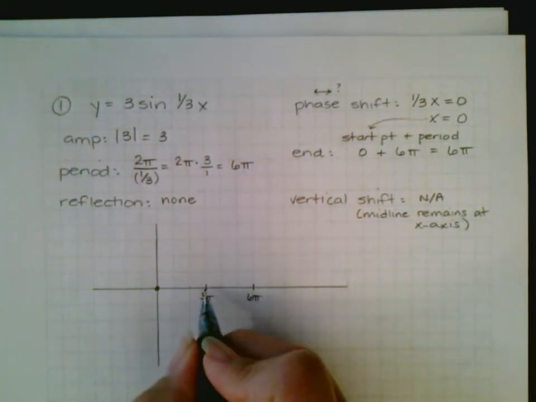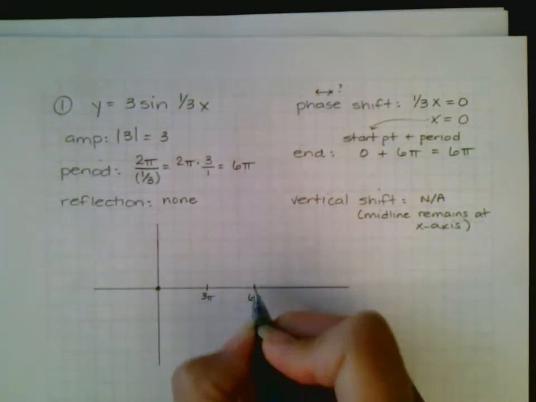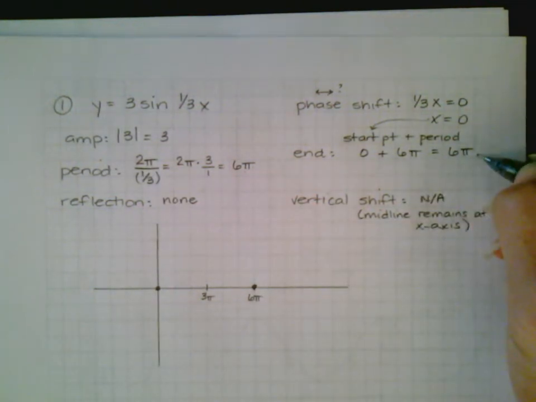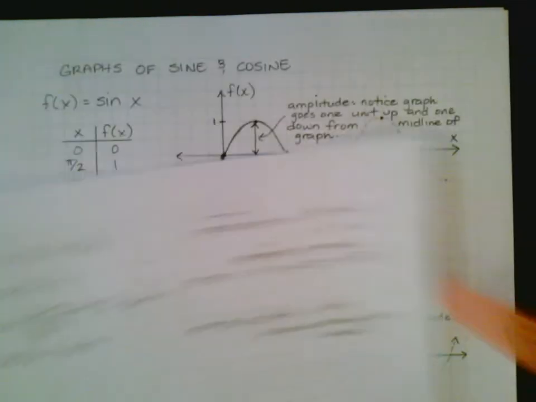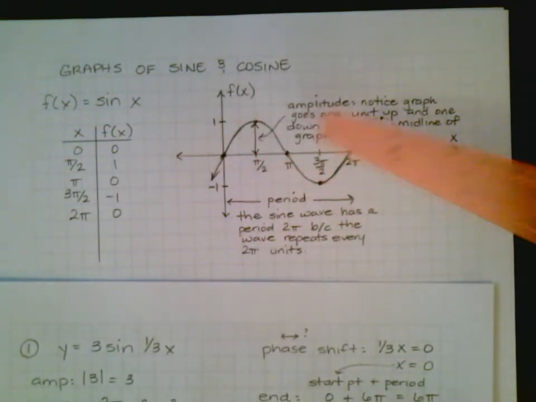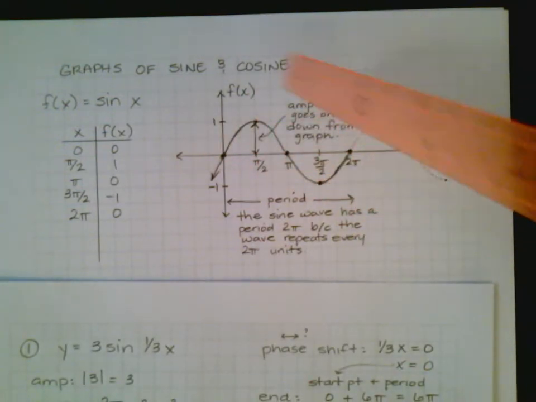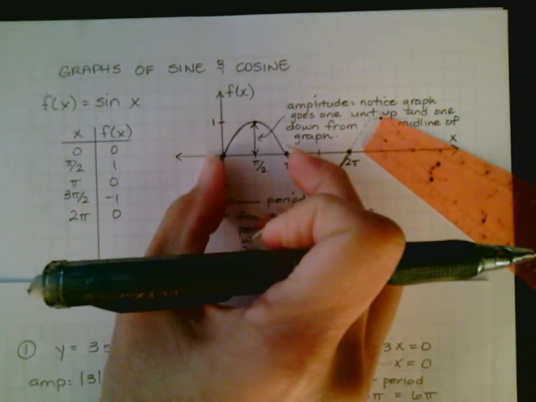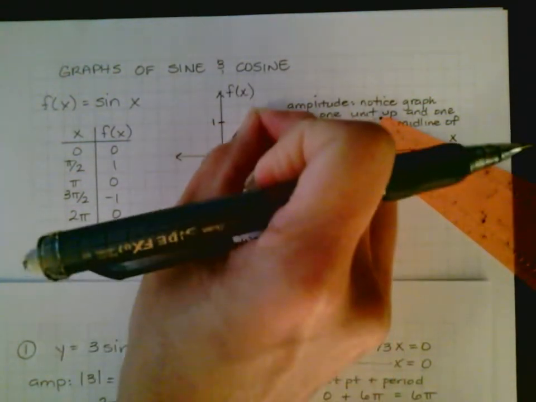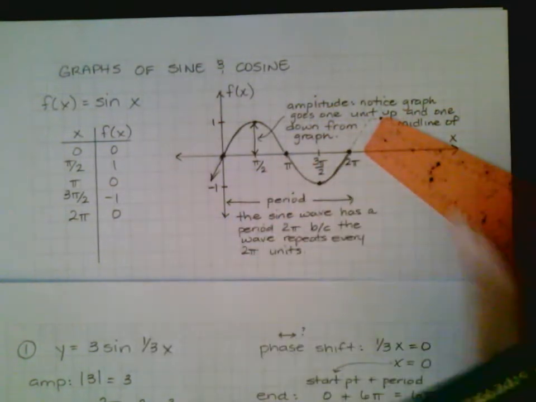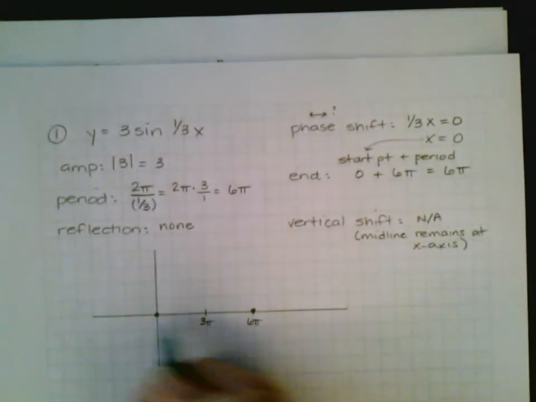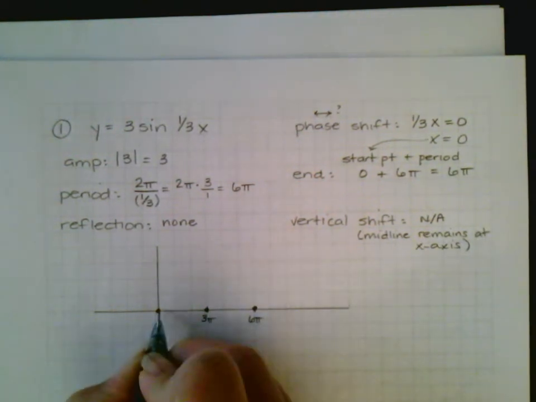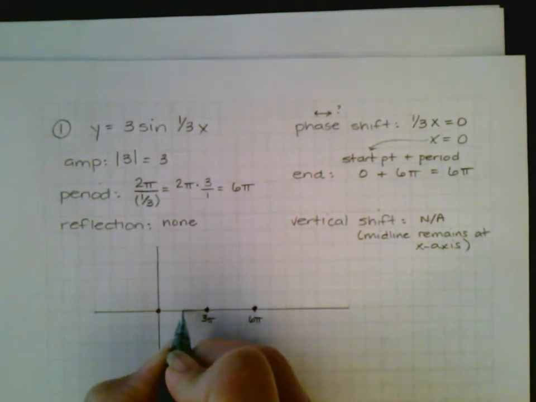Alright, so I know my starting point's at 0. I know my ending point has to be at 6 pi, starting and ending. And I know from my parent function I have to have 1, 2, 3 midline points, and then 1 top and bottom halfway between the midlines. See? It's halfway. Halfway is right here, halfway down. So use your symmetry. From here to here, halfway would be right here. And then halfway between here and here is going to be somewhere around here.